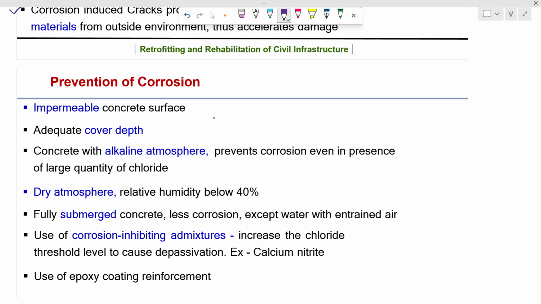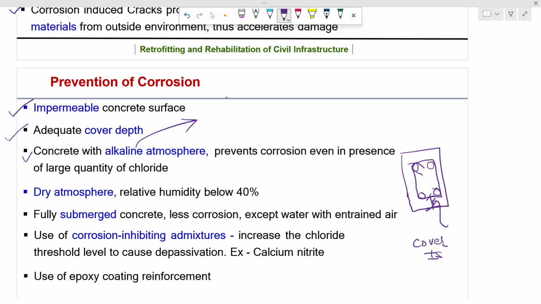In prevention, I'm just going to take an overview, not in detail, because there will be an entirely different chapter on prevention of corrosion. Basically you can make your concrete impermeable. You can provide adequate cover depth, meaning suppose this is your beam, these are your reinforcement, and then this is your cover. So make sure you are providing the cover as per the IS code. Proper cover is provided. Then concrete with an alkaline atmosphere prevents corrosion even in presence of a large quantity of chloride.